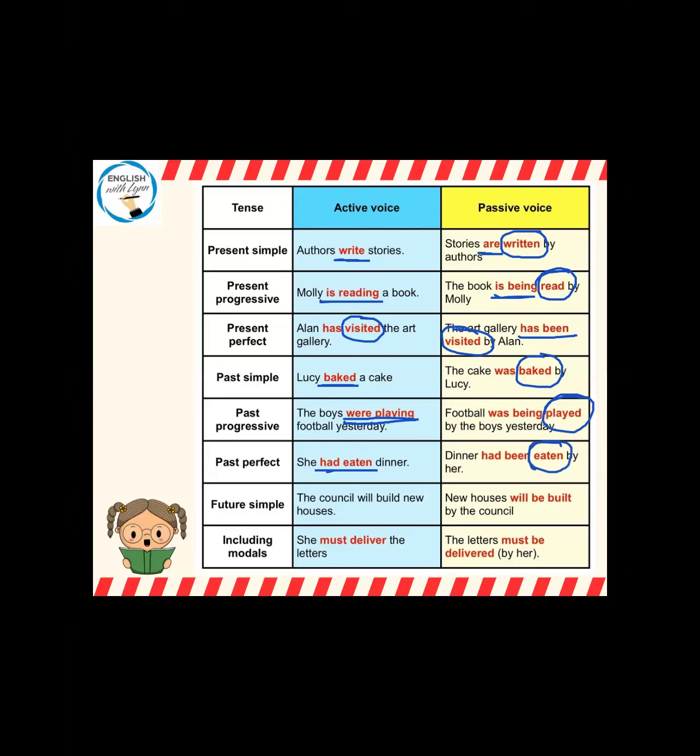And future simple, the council will build. And then for turning that into the passive voice, you've got will be built. Okay, so again, it is an irregular verb that you are turning into the past participle. And if you are using the modal verbs, we've got must here, and we need to put a helper verb in there to structure this. So we've got must be, and then delivered is the past participle at the end there.